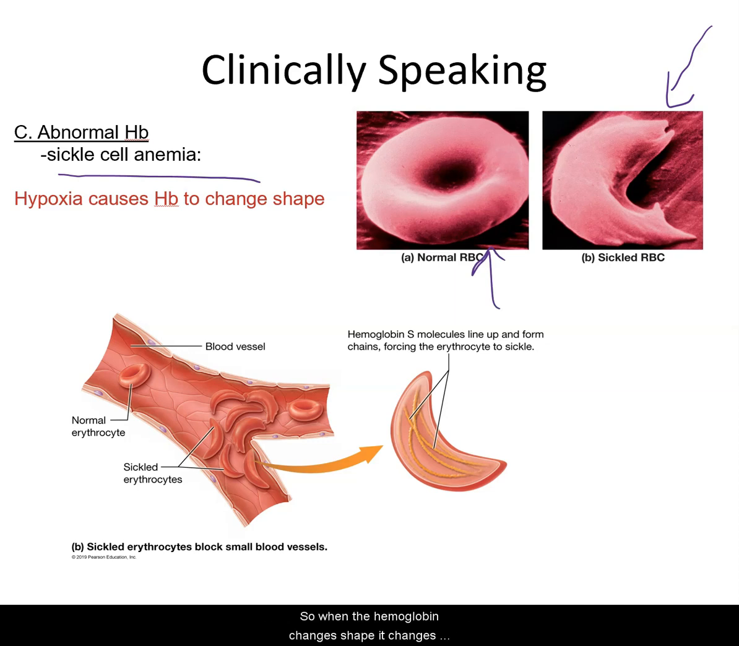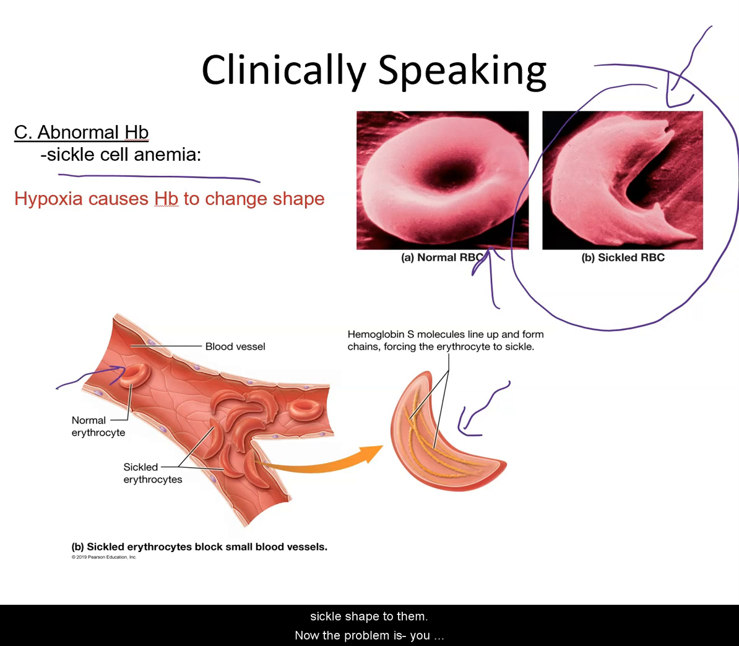So when the hemoglobin changes shape, it changes the whole shape of the red blood cell, and they have this sickle shape to them. Now, the problem is, your normal cells are kind of like a soft contact lens. It can go right through the capillary. The sickle shape can't. It can get stuck inside the capillaries, and it can cause damage to the capillaries. It can block blood flow.